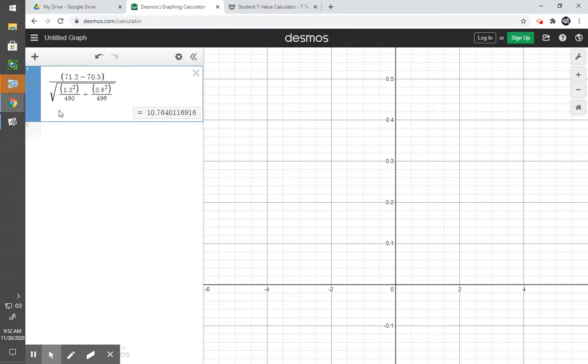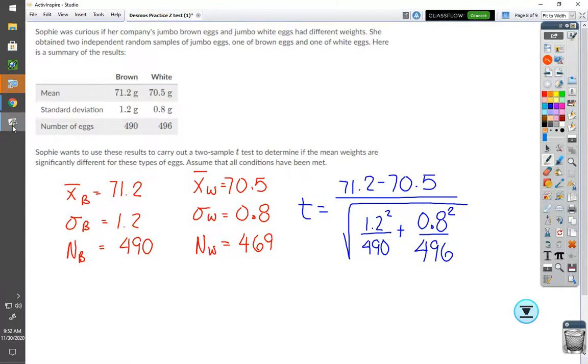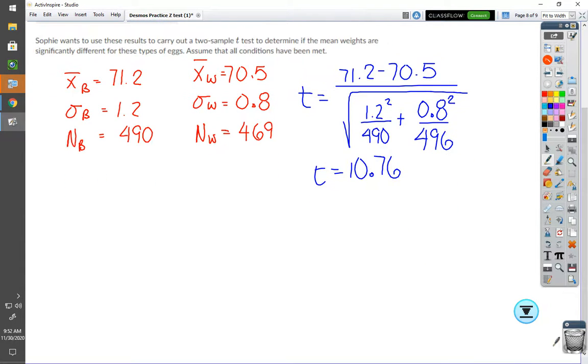So in DESMOS, you can see that I've put in my numerator, put it in parentheses so I could create a fraction. I put the 1.2 also in a parenthesis so I could square it and divide it by 490, and the same with the 0.8 and the 496. My t-score is 10.76, fairly dramatic t-score. My next objective would be to measure the p-value of that 10.76.